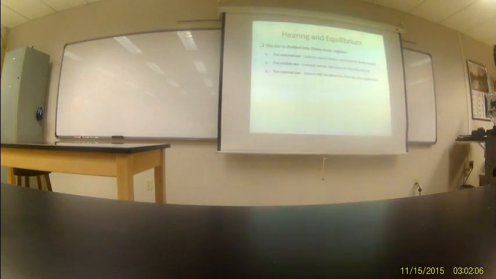So we've got our ear here. This is the eardrum. The eardrum is the divider between the external ear and the middle ear. It itself is considered part of the external ear. Its goal is to collect all the sound waves and direct them into our skull. That's all it does.